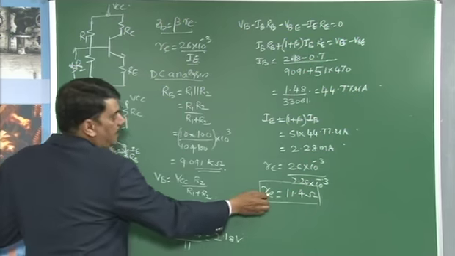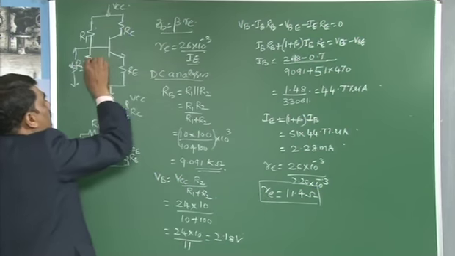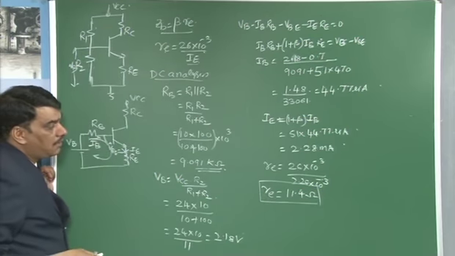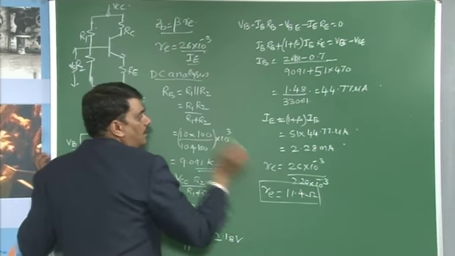This re value varies as the R1, R2, RC and RE values also vary. Therefore, this is less accurate.